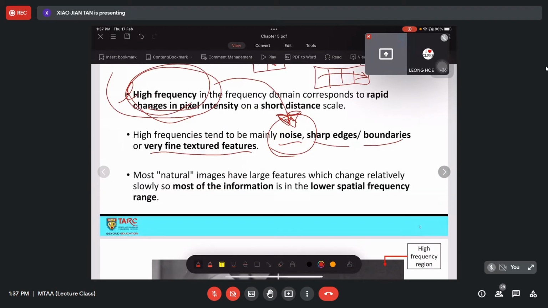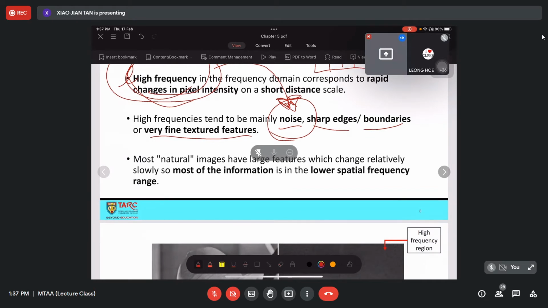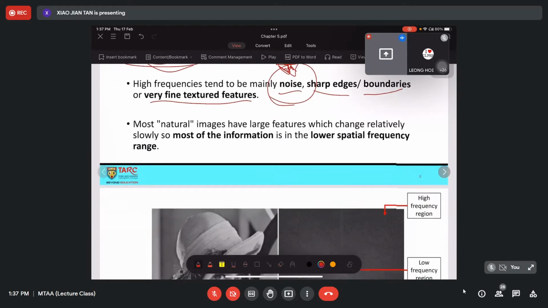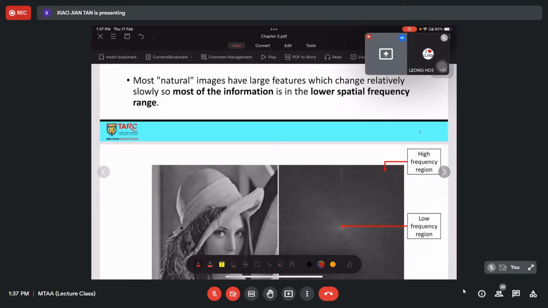Okay, so most nature images have large features which change relatively slowly. So most of the information is in the low spatial frequency range. Okay, so for those nature images, which means those images that you capture using any mobile phone, any DSLR or whatsoever.